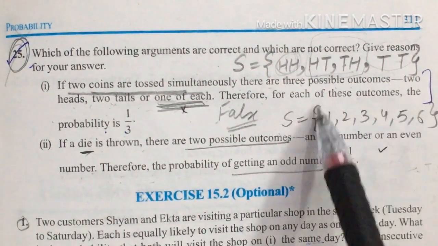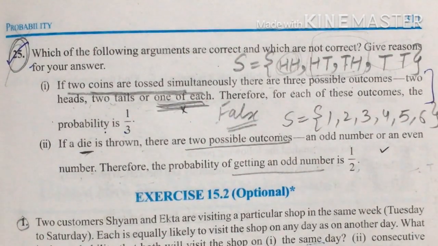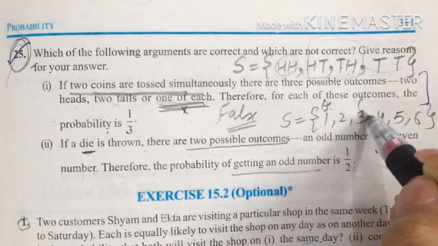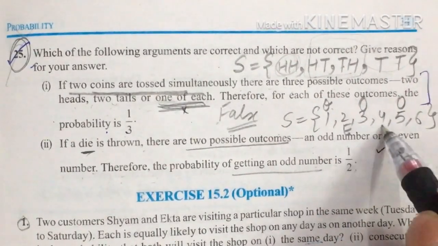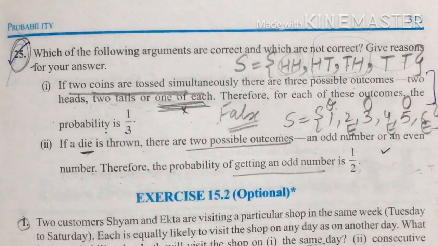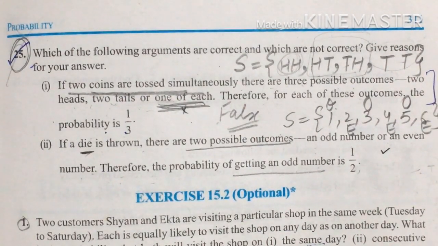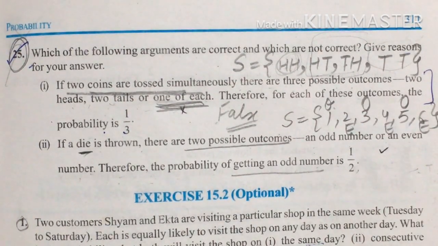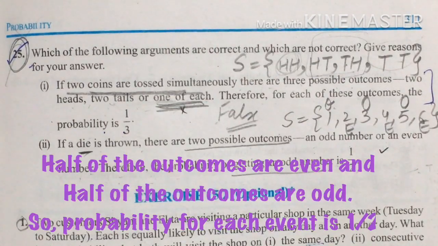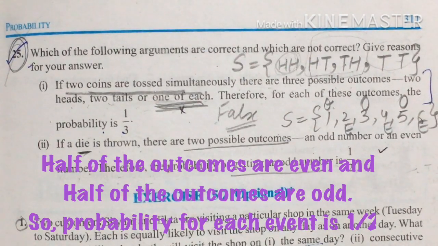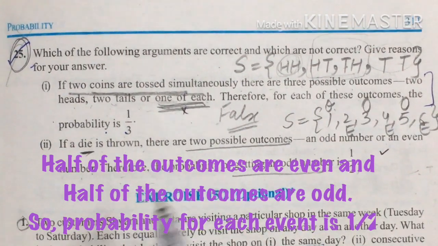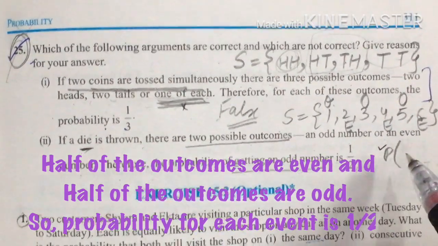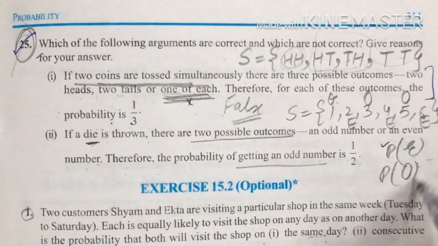So the total 6 outcomes can be divided into 2 categories. So this is odd, this is odd, this is odd, and 2, 4, 6 are even. Broadly looking at these 6 outcomes, we can say that either the number will be odd or the number will be even. We could say that. But further, when we look at this statement, they are saying that the probability of getting an odd number is 1 by 2. Let's see the probability of getting an even number and the probability of getting an odd number.